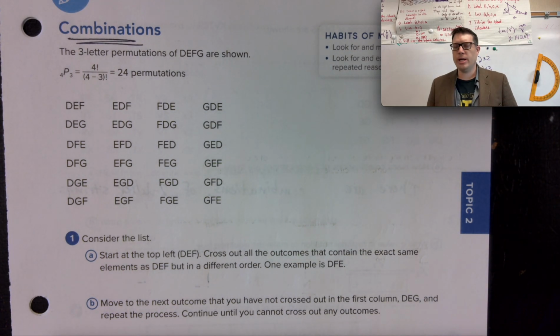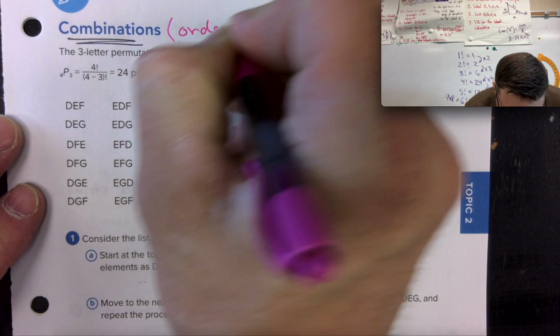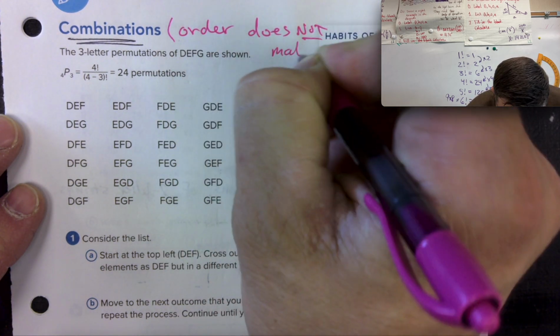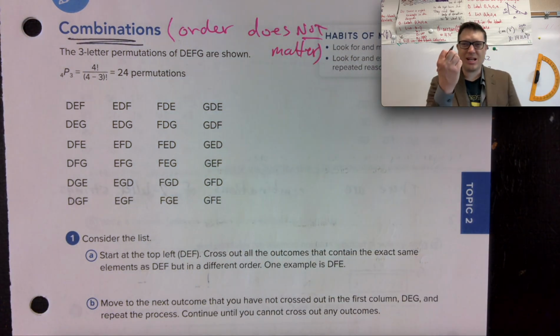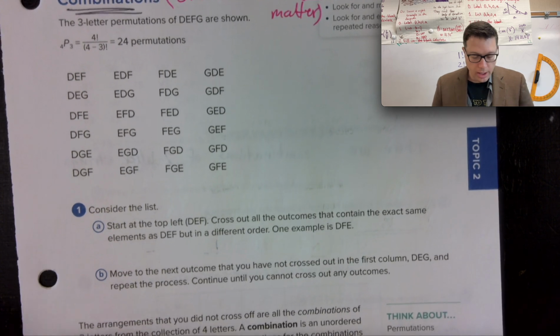But let's talk about what a combination is. A combination is going to say, I don't care about order. Combination, order does not matter. We just want to have the collection of those items. So let's start with question 1A.